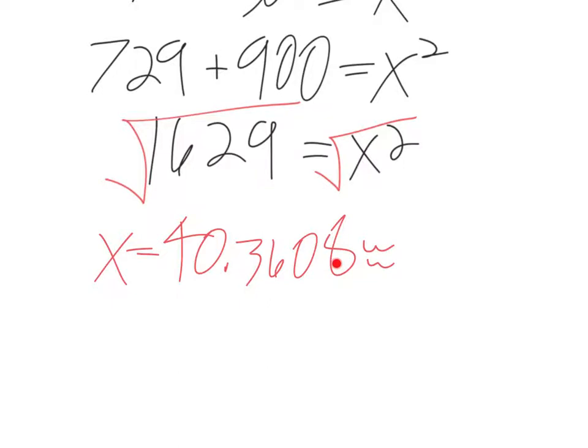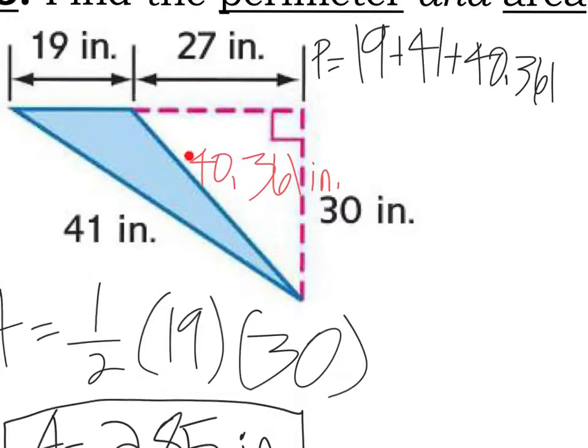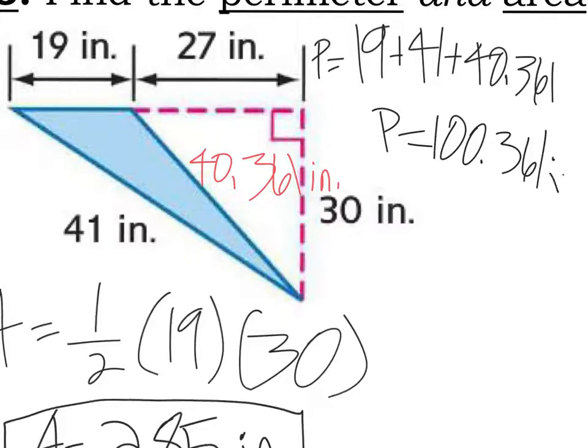So if this is 5 or bigger, it'll round it up. So since it's an 8, that'll round that 0 up to a 1, giving me an answer of 40.361, approximately. So now we know our missing side is 40.361, so add together your other two sides, 19 and 41, and that'll add up to get 100.361 inches, and that's my perimeter.